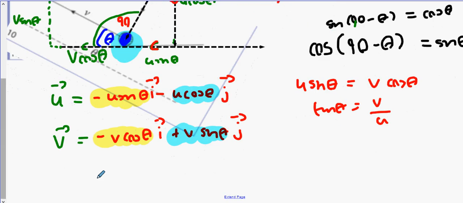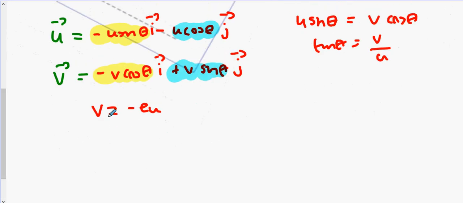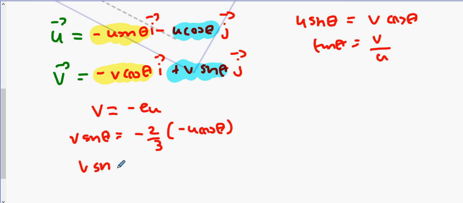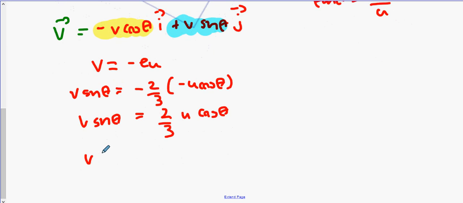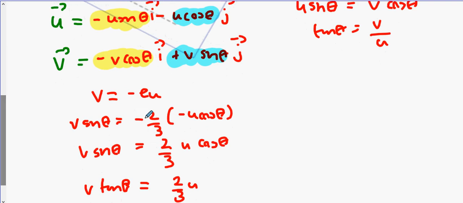The next thing is we're going to go for what we always do: phi equals minus e u, blue part. So your final velocity, which is phi sine theta, is minus 2/3 u cos theta. What this means is phi sine theta equals 2/3 u cos theta. If we bring the cos theta underneath, we get phi tan theta equals 2 over 3 u. Now, tan theta equals phi over u.